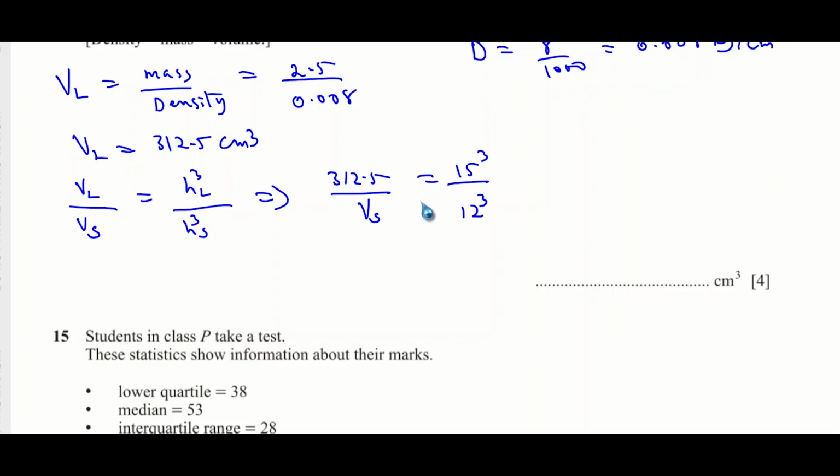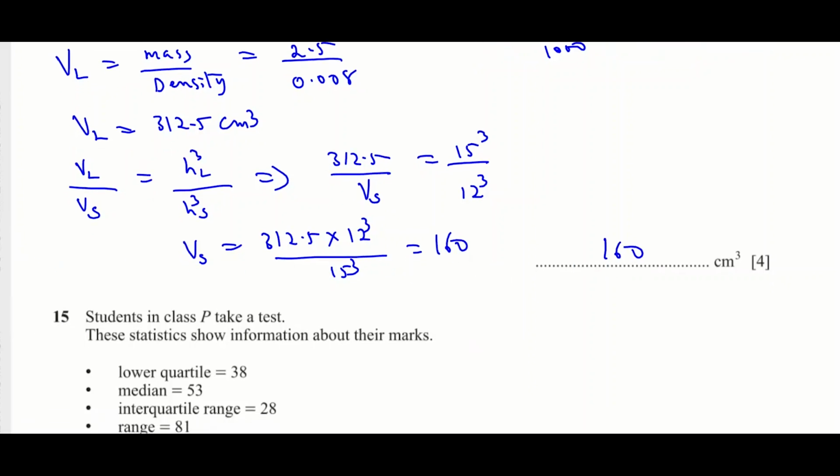From here, if you make the volume of the smaller statue the subject of the formula, so if you cross multiply, the volume of the smaller statue will be equal to 312.5 multiplied by 12 cubed divided by 15 cubed. If you input this into your calculator, you should get your answer straight away. That will be 160.